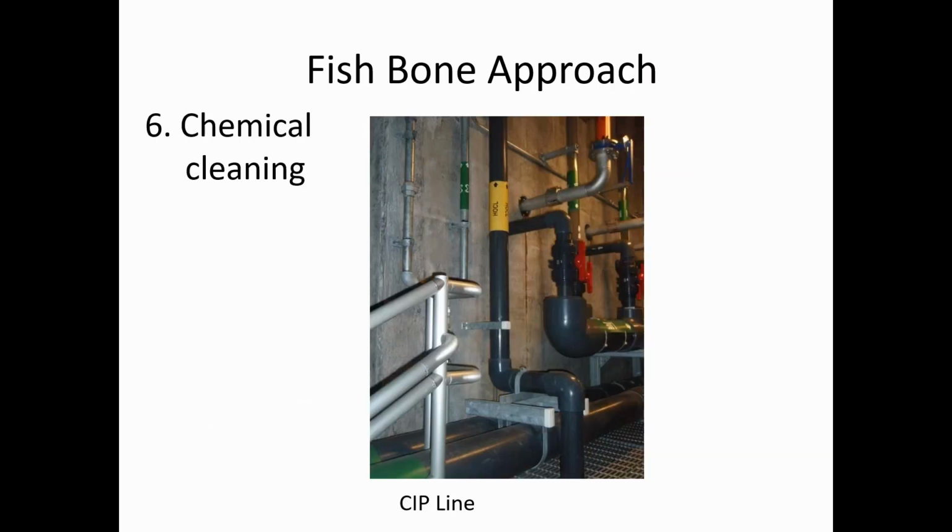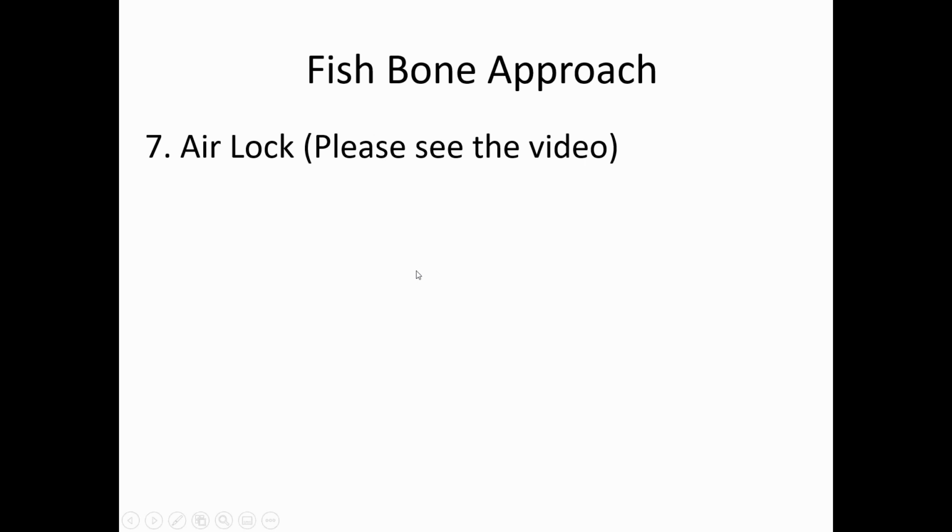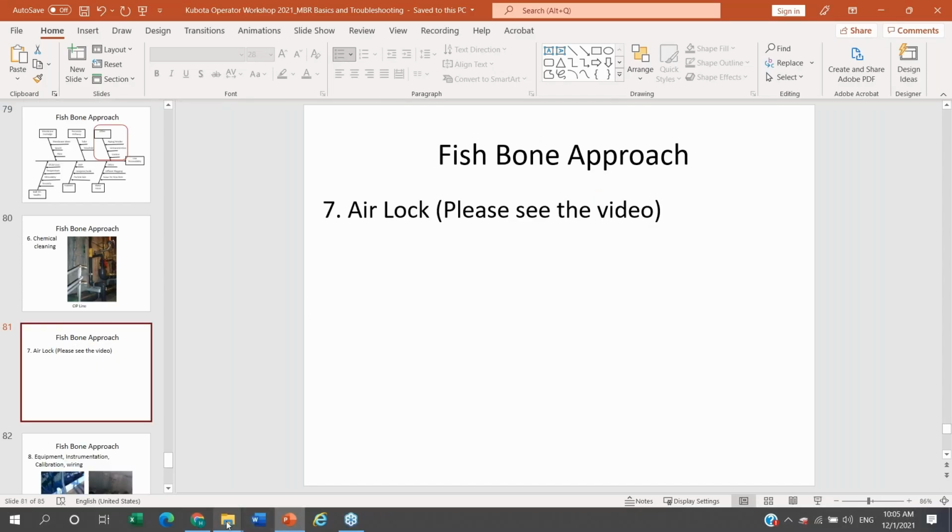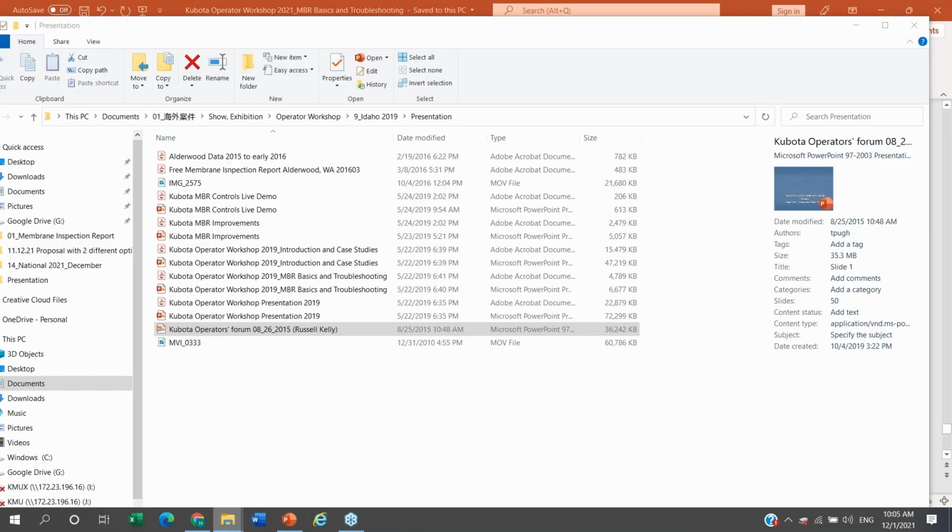Another thing is you want to check all these airlock or chemical cleaning lines. Sometimes when you do chemical cleaning, there's a pressure relief, and the chemical could be bypassed to those and not get into the membrane. So you might want to check that pressure release is not discharging the chemical directly. There's also an airlock that could happen, and I always show the same video.